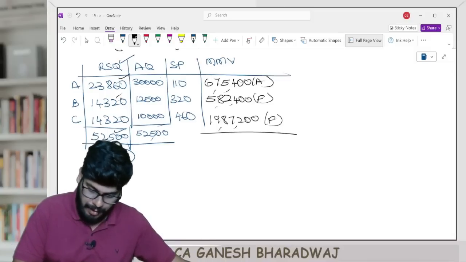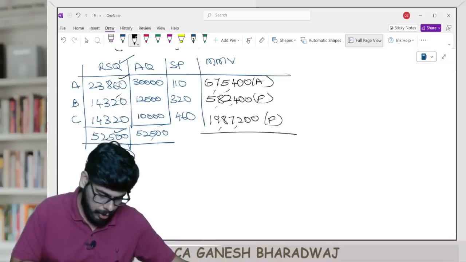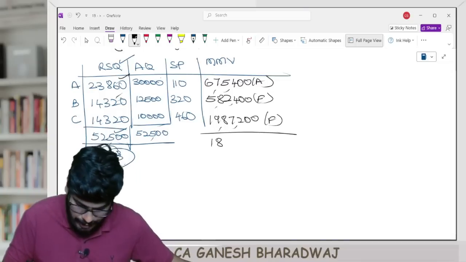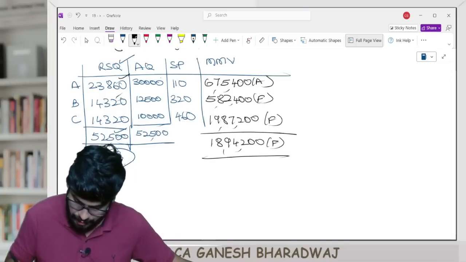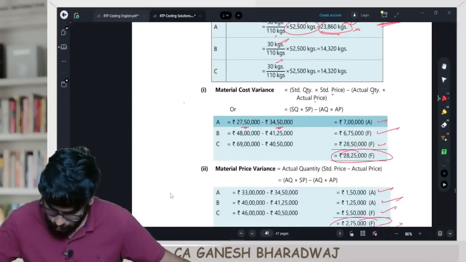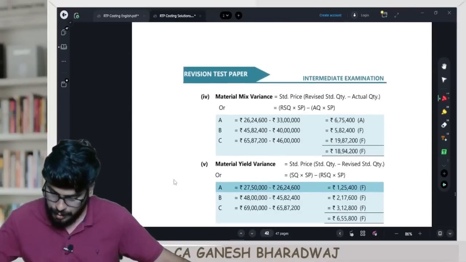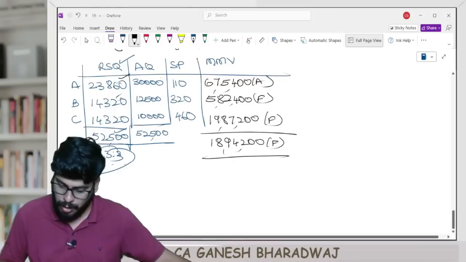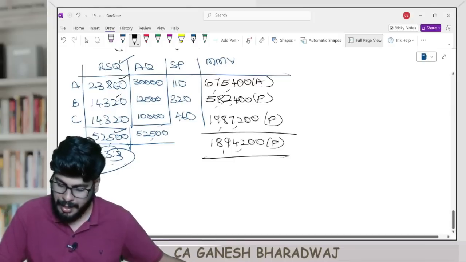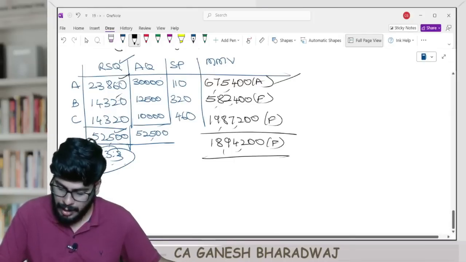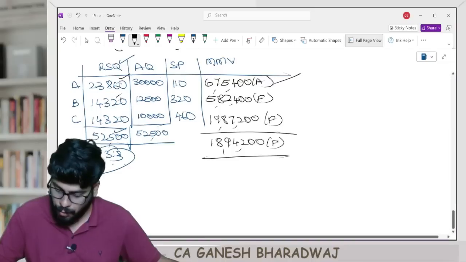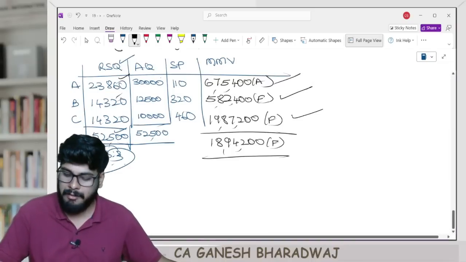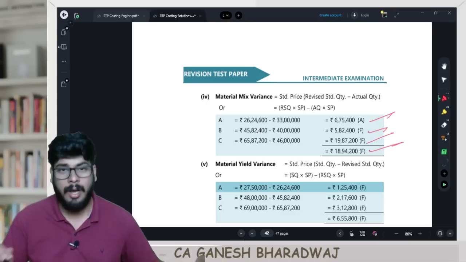This plus 582,400 minus 675,400 gives you a total of 18,94,200 of favorable variance. Hope the answer matches what they have arrived at. Yes, 18,94,200. The way they have arrived at it is 675,400 adverse; for B, it's 582,400 favorable; and here it's 19,87,200. Are you clear with this?